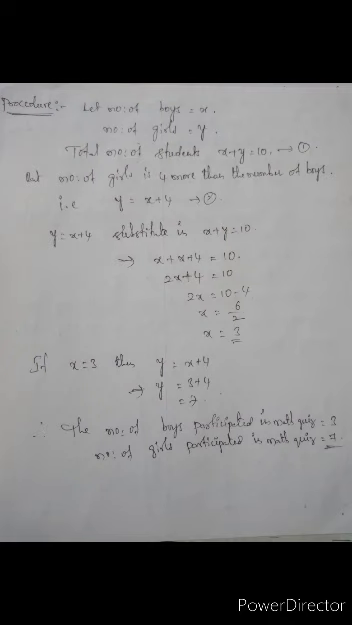3 plus 7 is 10 only, na? Finally what we get? Total number of students is 10 members only. That's why the total number of students participated in the quiz is 10 only. The number of boys participated is 3 and the number of girls participated is 7. How we solved? By using the substitution method.